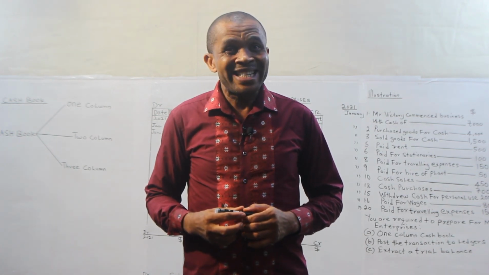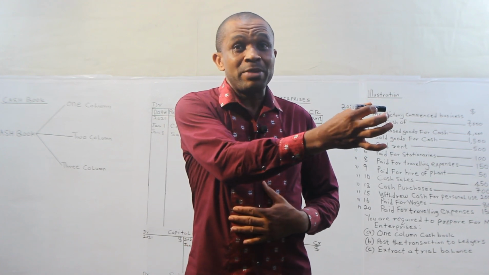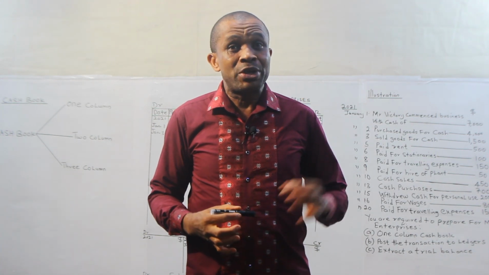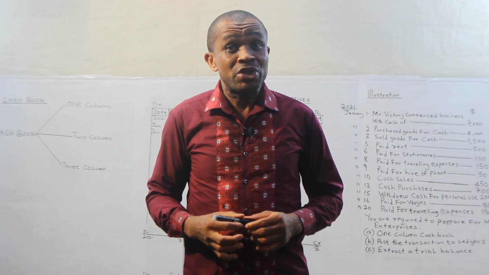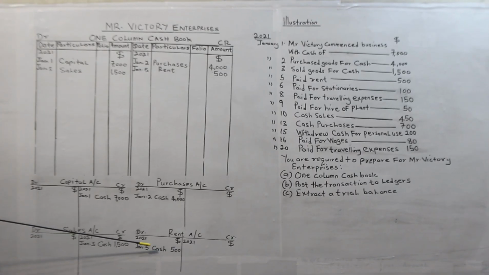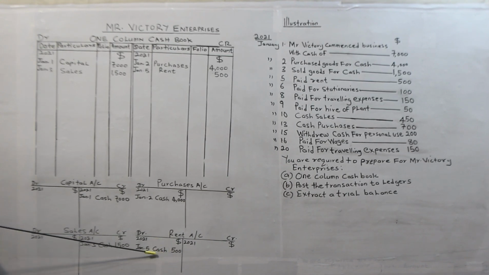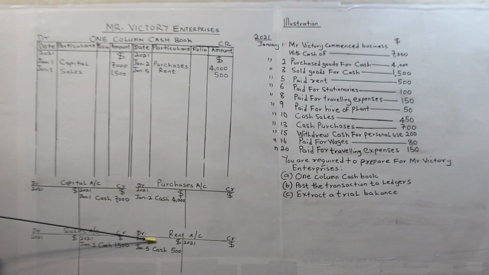Therefore, we credit the giver and debit the receiver. I am the giver, giving out the money as a result of rent. And why did I give out the money? Because of rent. So the rent account will be debited because rent account is the receiver. So we debit the rent account with $500 cash on January 5th, 2021. Rent is the reason why the money was spent, so rent is the receiver.